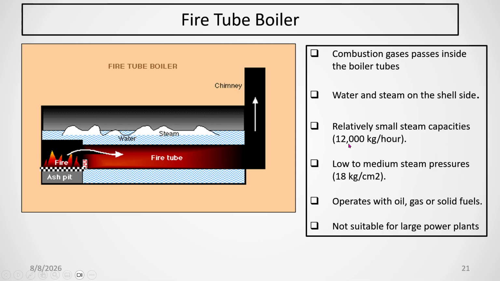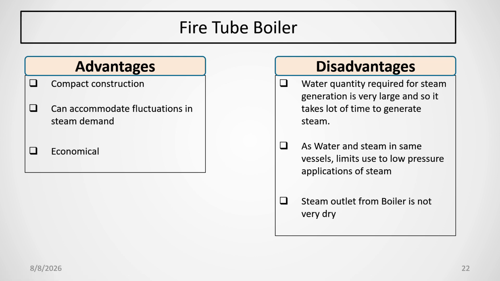That's why we are using fire tube boilers for a medium steam capacity, that is 12,000 kg per hour, and lower pressure, 18 kg per centimeter square. They operate with oil, gas, and solid fuels, and are not suitable for large power plants. The advantages of fire tube boiler are compact construction, economical, smaller size, and it can accommodate fluctuation of steam demand.